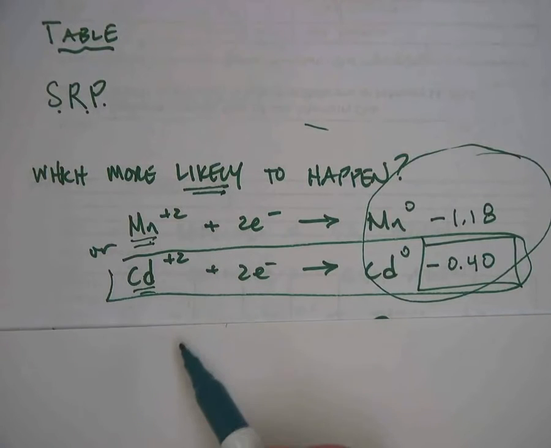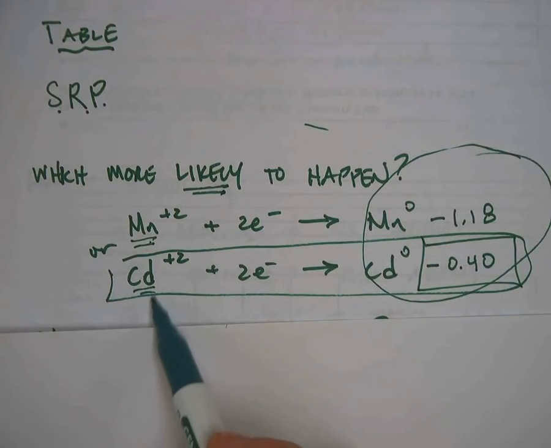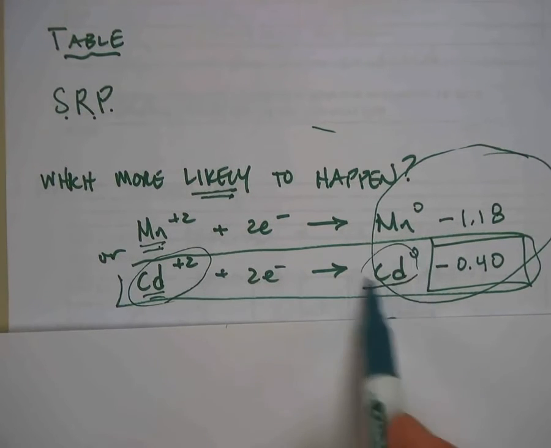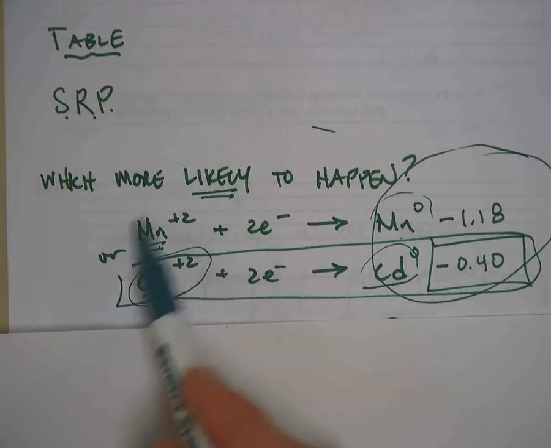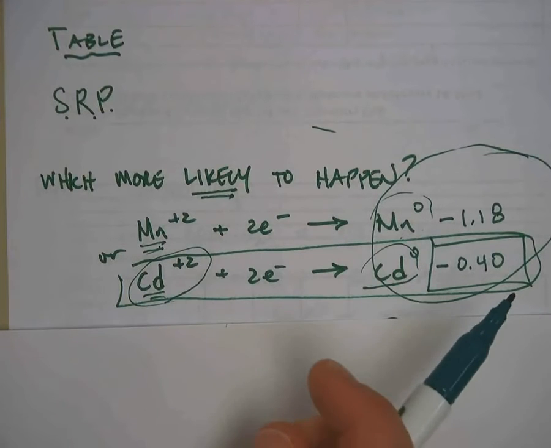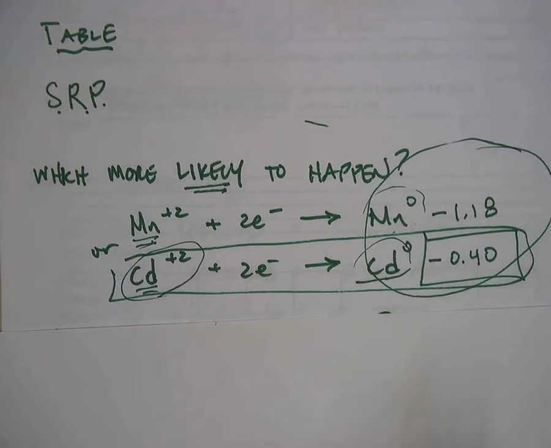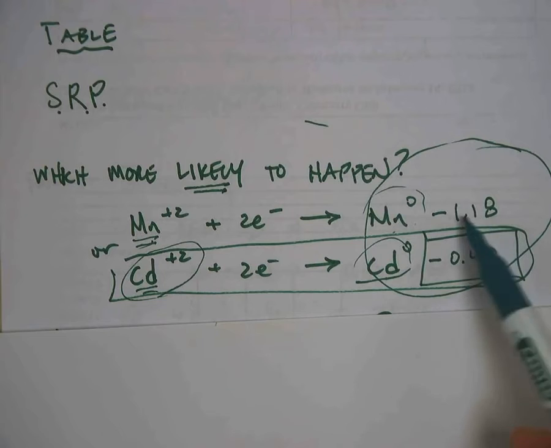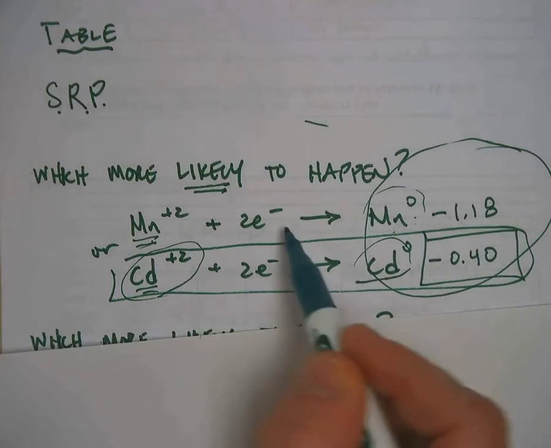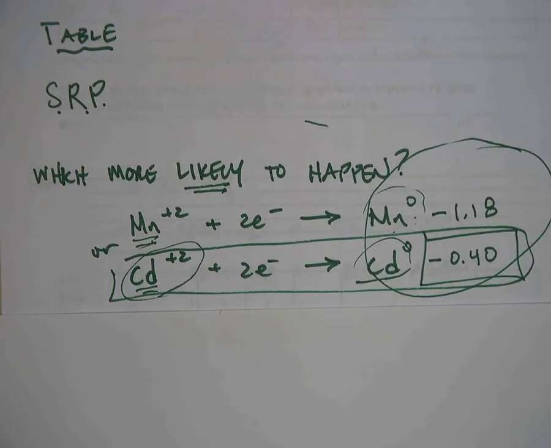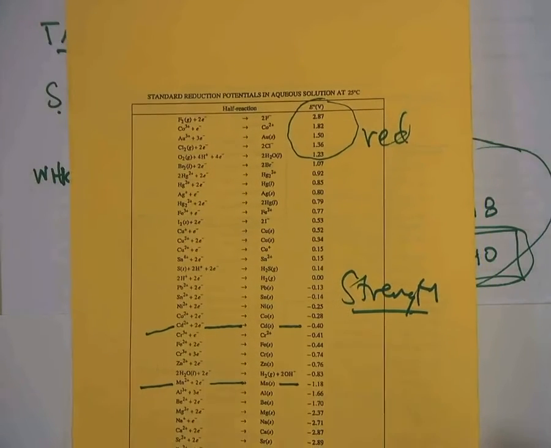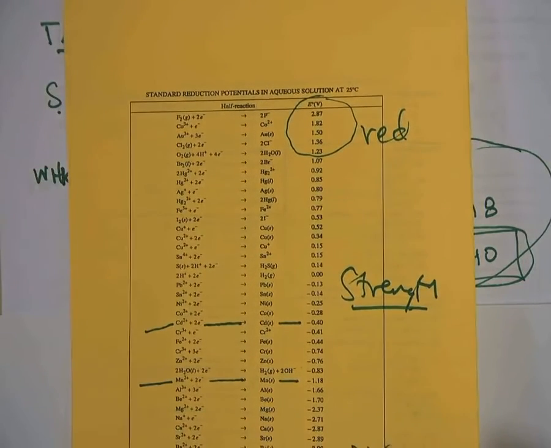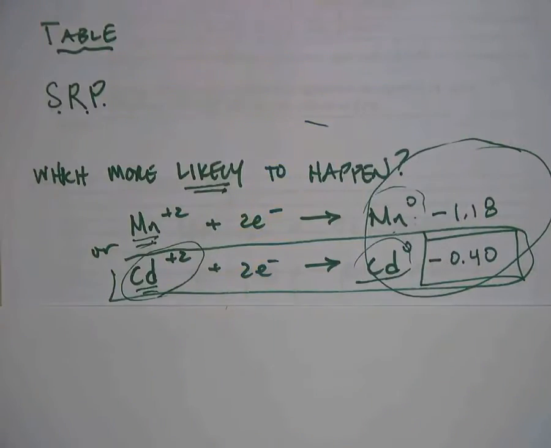And if we actually had a reaction occurring where we had cadmium positive 2 and cadmium 0 and manganese 0 and manganese positive 2 in a galvanic cell setup, cadmium would be the thing that is reduced, and therefore it would be the cathode of the reaction. And manganese would be the thing that's oxidized, and actually the reaction would run in reverse for manganese. This chart helps us determine that, and you need to become good at looking at this chart and determining which thing will happen.